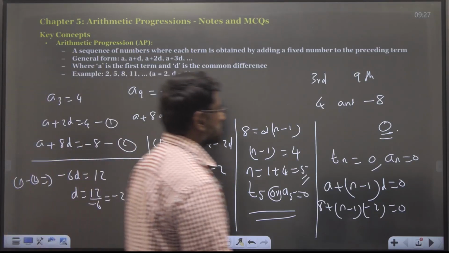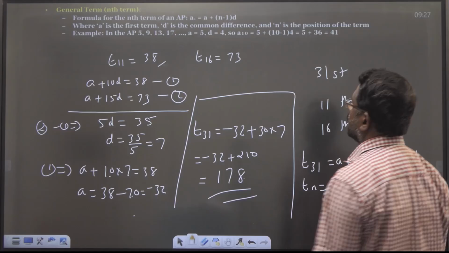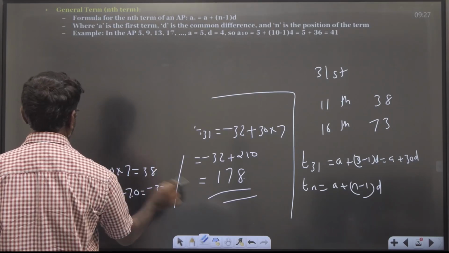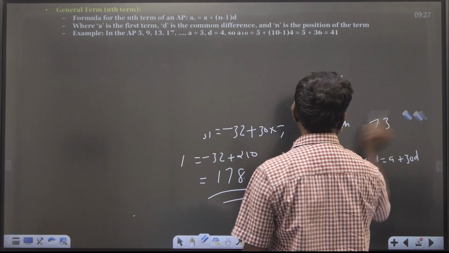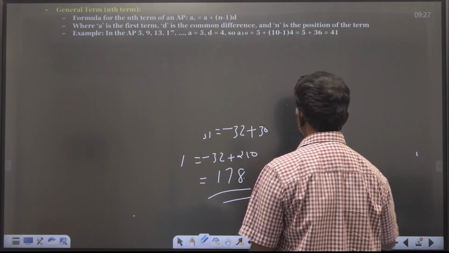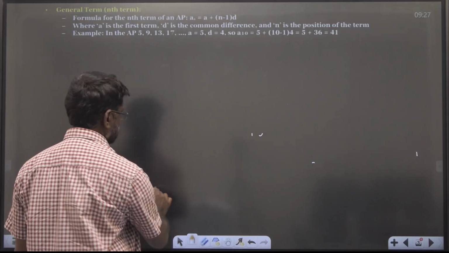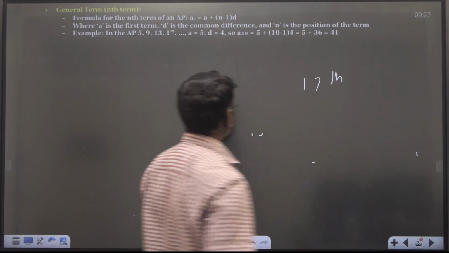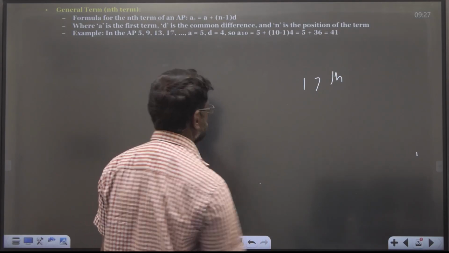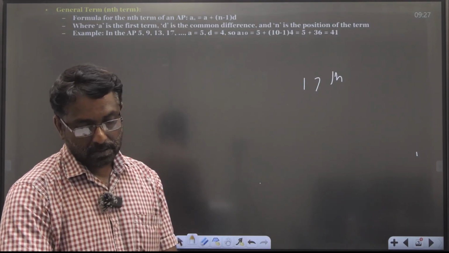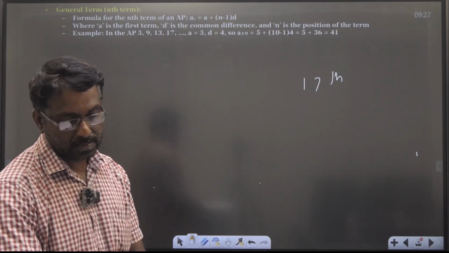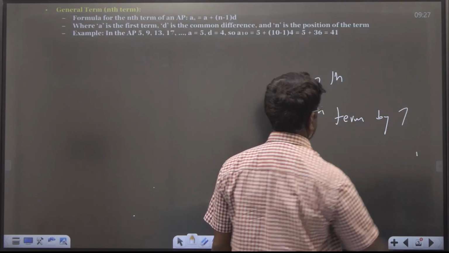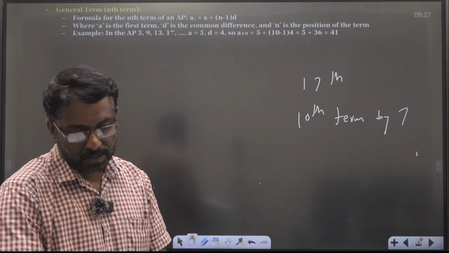Another question. Write the question. The 17th term of an AP exceeds its 10th term by 7. Find the common difference.